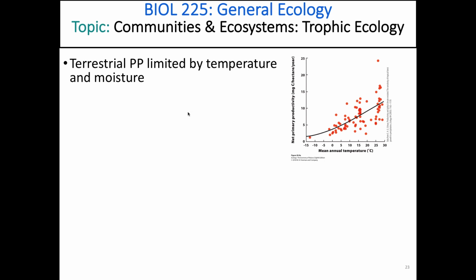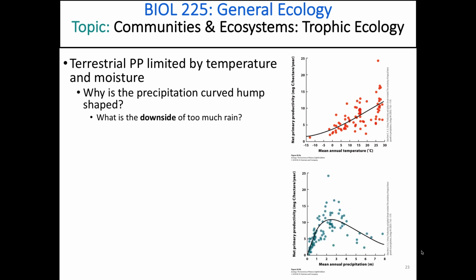However, productivity is also limited by moisture. Plants need moisture, as we discussed way back in the beginning, because in order to do gas exchange, they have to leave their stomata open. That means that they're losing water, and they have to replace that water. So here's the relationship between net primary productivity and mean annual precipitation. And notice that it's a little more interesting than between NPP and temperature.